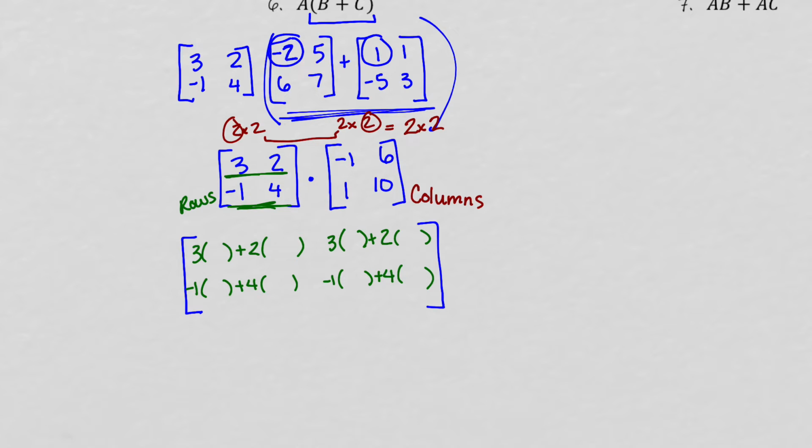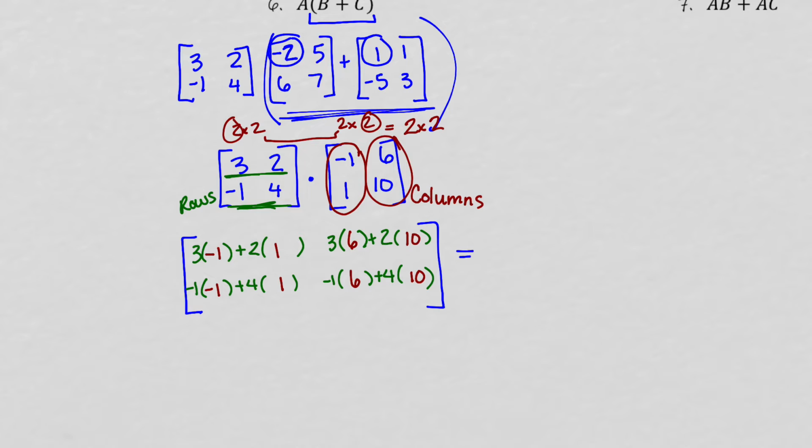And then we're going to use the columns from the second. So the first column is negative 1, 1 in that order, so negative 1, 1, and negative 1, 1. The second column is 6, 10, so in that order I fill in 6, 10 into my second column there.